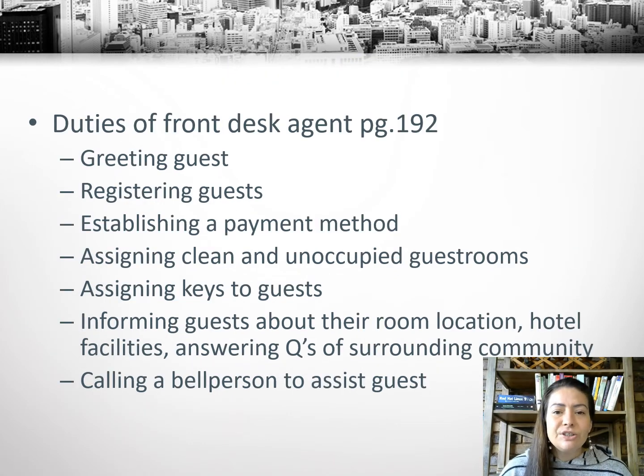So what are the duties of a front desk agent? Summarized: to greet the guest, to register them, to establish a payment method, whether it's going to be cash, credit card, or a company account, and to assign a clean and unoccupied room, because remember, housekeeping and reservations work on a central reservation system.